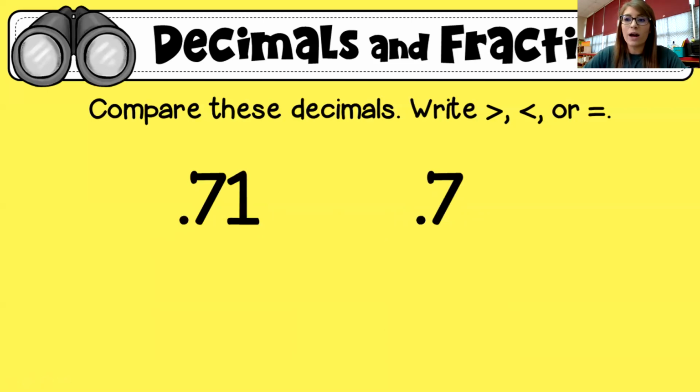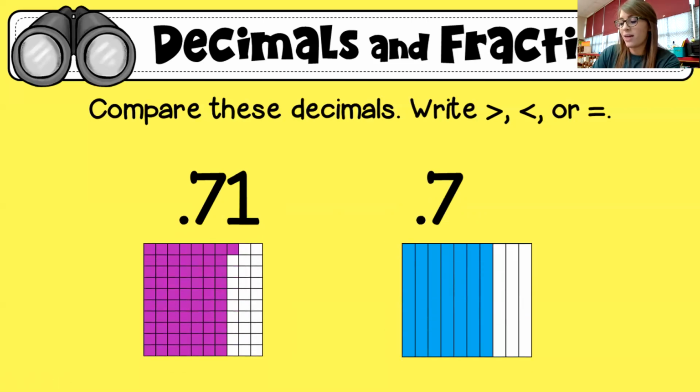We've got 71 hundredths compared to 7 tenths. Great job. So we've got 71 hundredths, that looks just like that. And we've got 7 tenths, that looks like that shaded in. Okay, so if we compare those like this on top of each other, can we use our tenths place to compare? Nah, they're the same number. That's not going to help us.